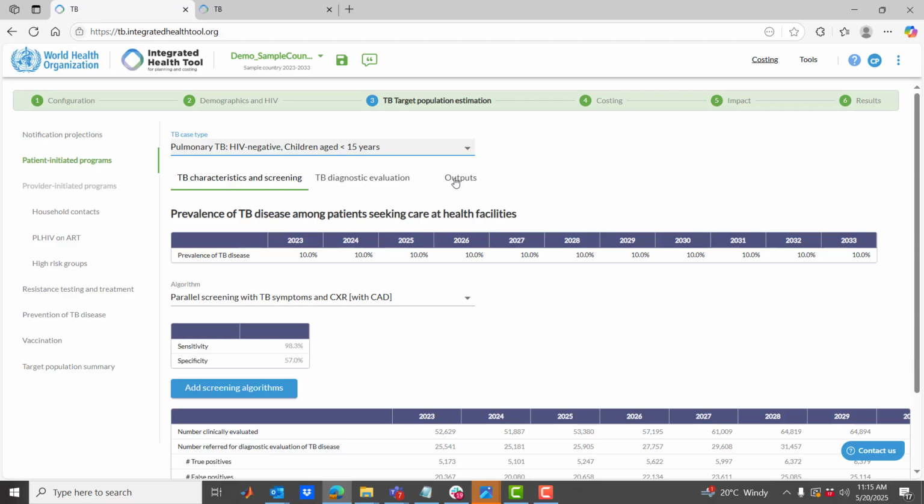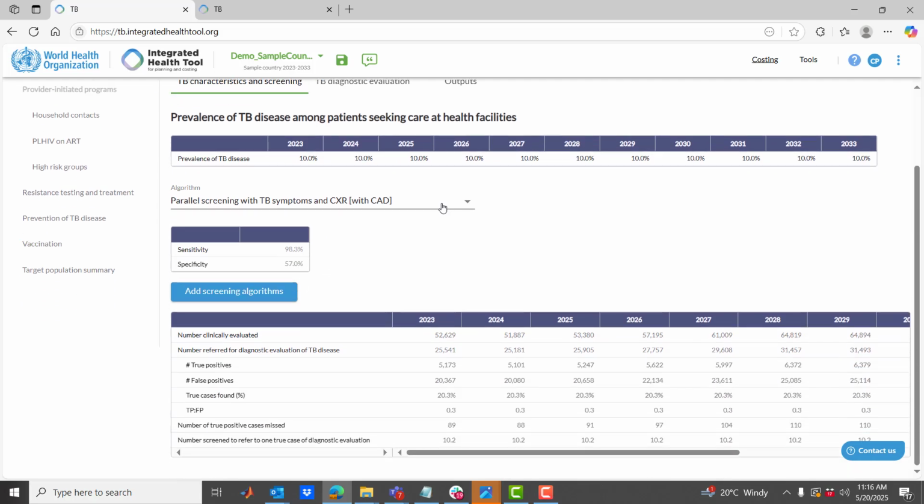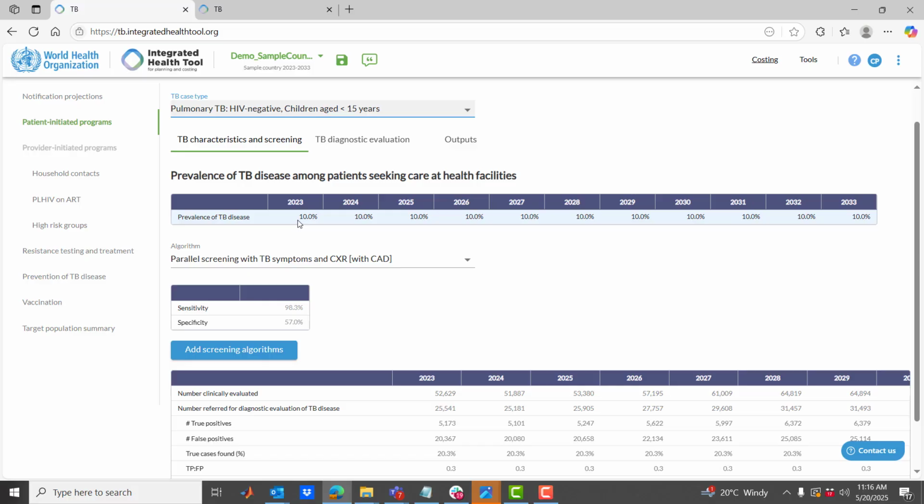In the section TB characteristics and clinical evaluation, we see a repeat of the layout used for provider-initiated programs. See provider-initiated video. Data review and revision should be complete for each section of this tab. Users should review and revise the entry for prevalence among persons presenting at the facility if there is better local data available. We do not require the input of an estimate for the prevalence of TB infection, a key input for TB preventive treatment target population calculations, as the model design assumes that preventive treatment is given only via provider-initiated programs.